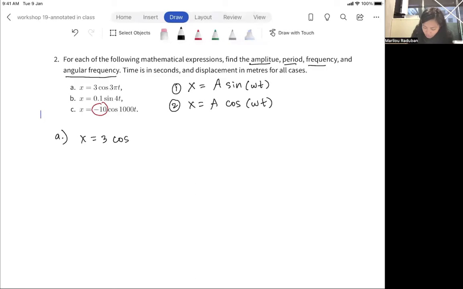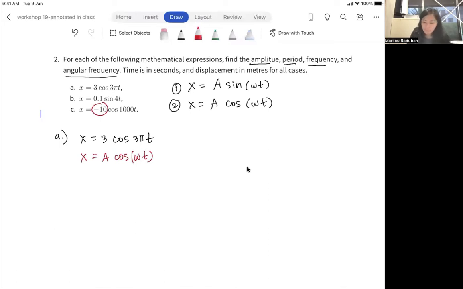cosine. Okay. All right. So for this question here, so we're doing question A, x is equal to 3 cosine 3 pi times t. So it will be related to the second form of the equation. So if we compare, x is equal to A cosine omega t.